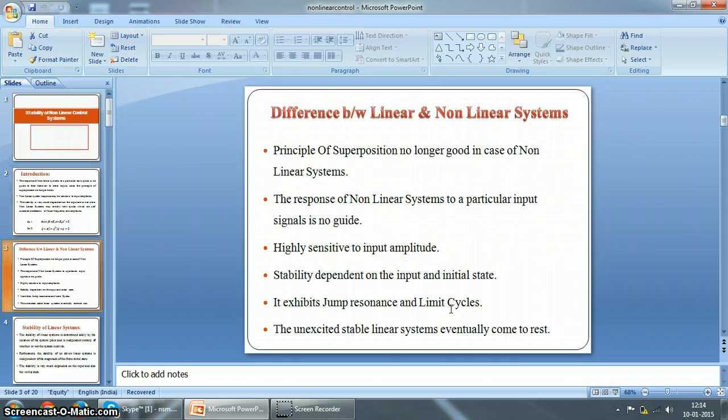So the difference between linear and nonlinear system is that one, just now we discussed, it does not obey the principle of superposition, and also the response of a nonlinear system to a particular input signal is no guide. Means its responses cannot be predicted and are highly sensitive to input amplitude, which does not happen in the case of linear systems. And also stability depends on the input and initial state. It also exhibits special characteristics called jump resonance and limit cycles, which are self-sustained oscillations of fixed frequency and amplitude. And also one more characteristic is that the unexcited stable linear system should eventually come to rest. These are the differences between linear and nonlinear control systems.